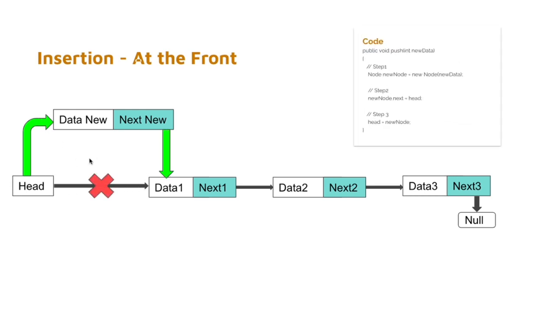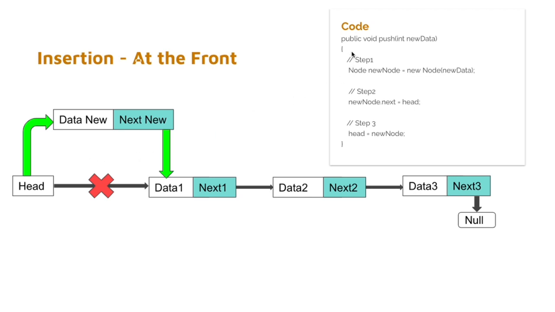Okay, so what will be the code? So let's see the code. So in code we have only three steps. First step is you need to create this new node, right? So create a new node, we just need to instantiate the node class. So we can instantiate the node class, we can pass a single parameter like new data, and we can create this new node. So this new node will have the data value. Okay, so that's why we are passing the new data value. And once we have created the new node, then you need to create two links.